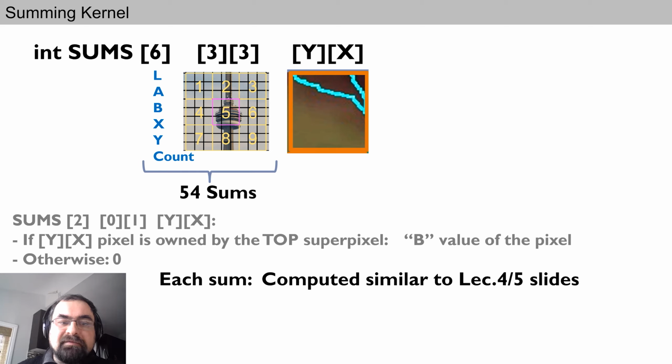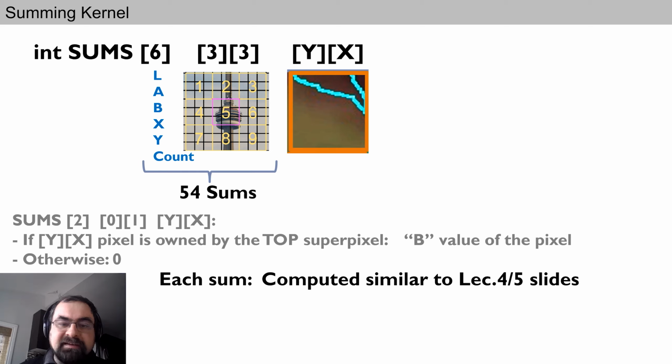The way this works is we have the sums data structure in shared memory, which is 6 by 3 by 3 by y by x. So we have 6 channels: 3 color channels, 2 coordinate channels, and 1 counting channel. We have the 3 by 3 neighbor grid, so a total of 54 sums. In each sum, we're summing over the entire thread block. So we initialize it first. For example, sums of 2, which is the B channel, of 0, 1, which is the top neighbor, gets the B value of the pixel if the pixel is owned by the top neighbor. Otherwise, it gets a value of 0.